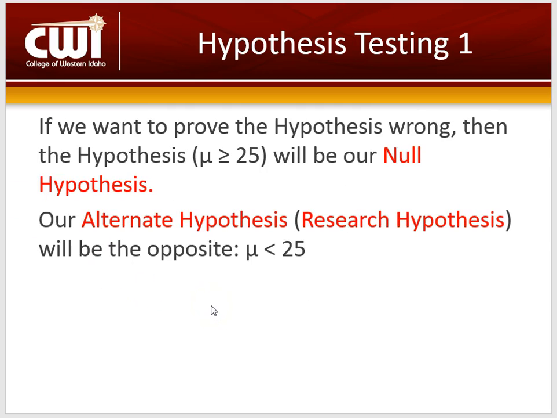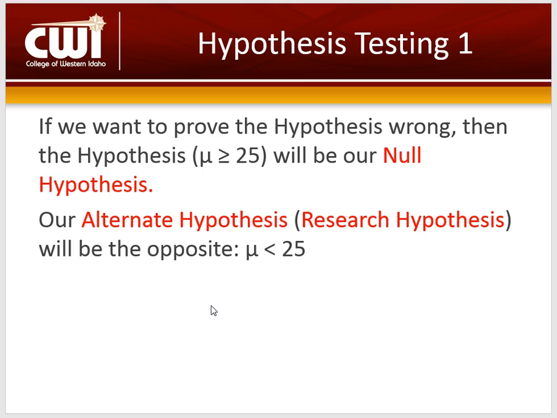Suppose I want to prove the hypothesis is wrong. Maybe a vice president of the school made this statement, and I think they're off, and I would like to prove that. The hypothesis I want to prove is the research hypothesis. The research hypothesis should always be the alternate hypothesis. Our alternate hypothesis will be the true mean of the population is less than 25. That leaves the null hypothesis to be that the true mean is greater than or equal to 25.